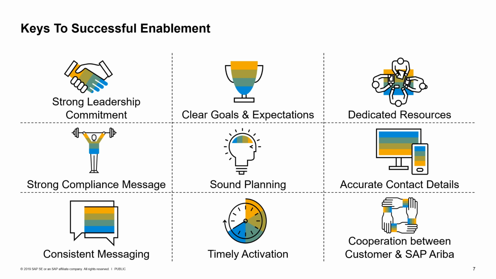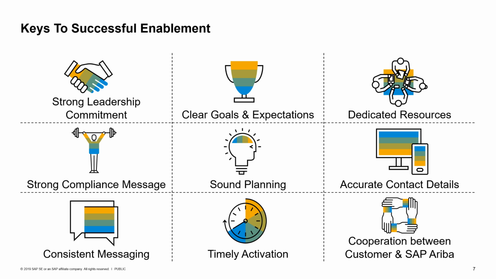Next is clear goals and expectations. By setting clear goals and expectations, everyone in your organization is working and contributing towards the same successful outcome with your supplier enablement program. Your organization also needs dedicated resources that are committed to the program and the achievement of the goals and expectations that have been set forth by your organization's leaders.